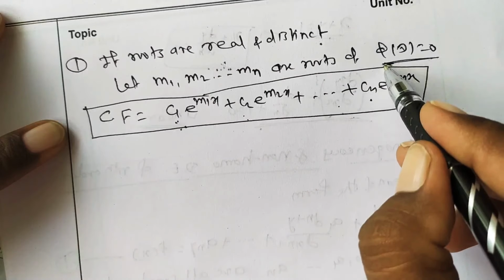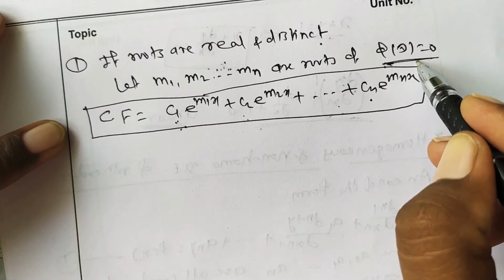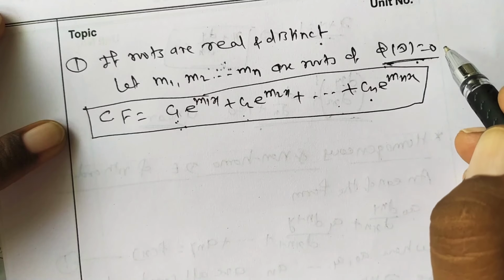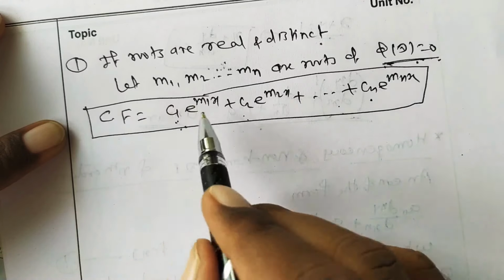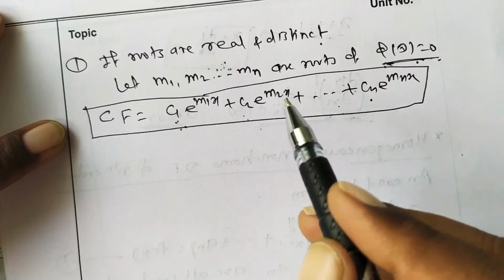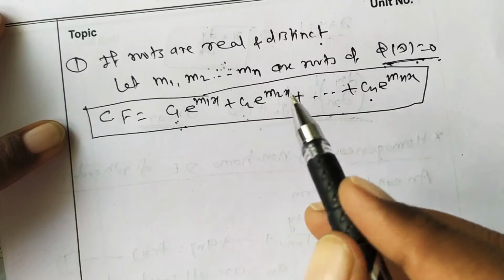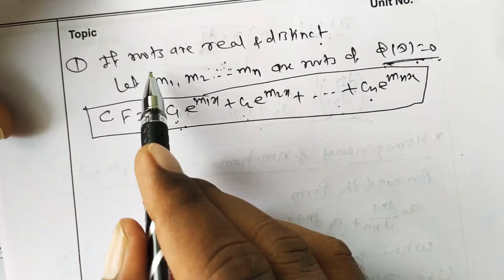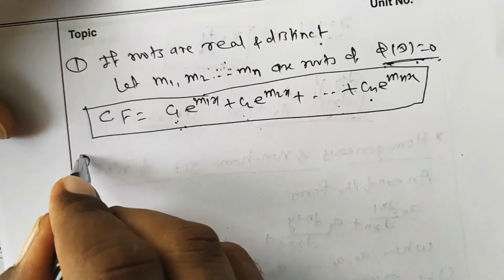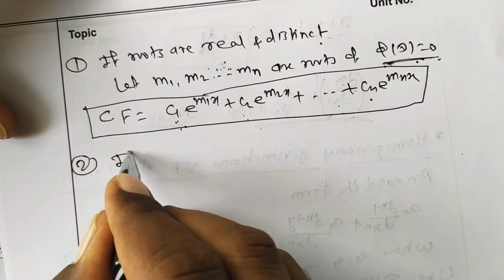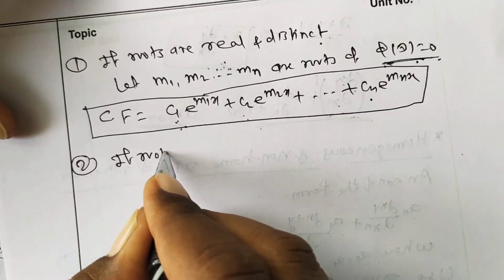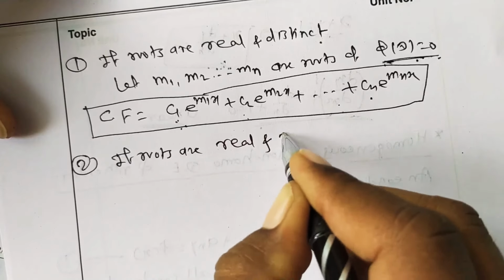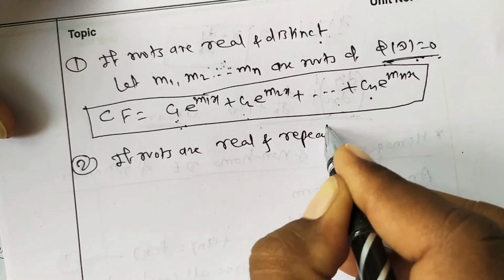Here phi of D is our auxiliary equation, its degree is n, means the order of the given differential equation is n, so we have to take the number of arbitrary constants as n. If order is 2, then take 2 constants. If order is 3, then take 3 constants. So this is related to the first case, that is if roots are real and distinct. Now the second case is if roots are real and repeated.